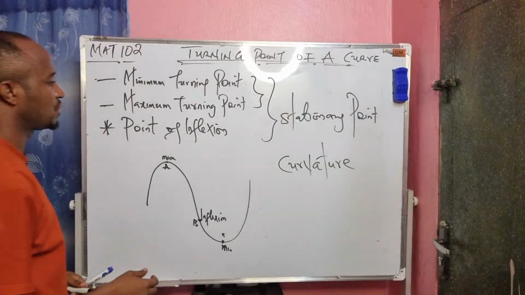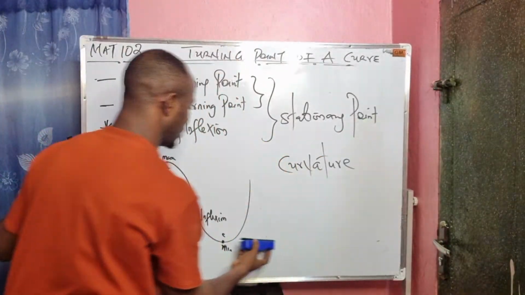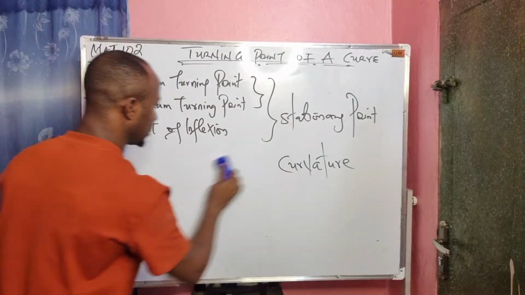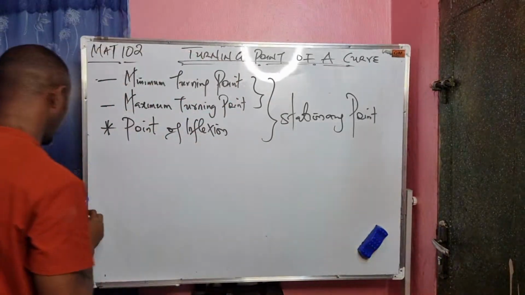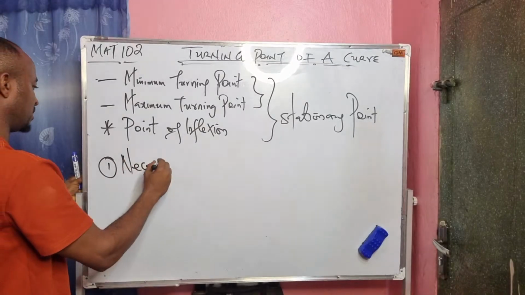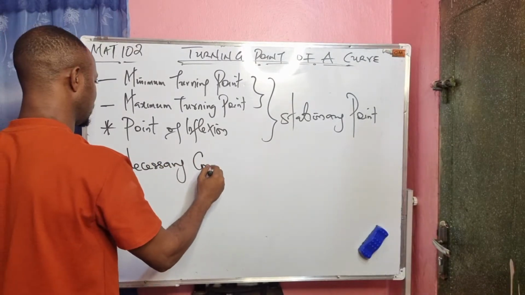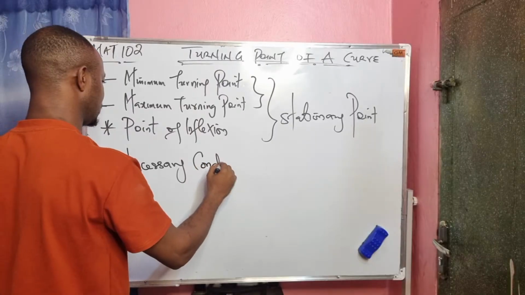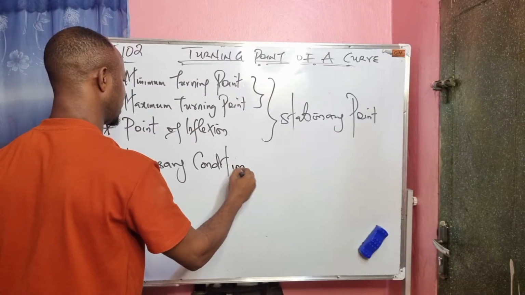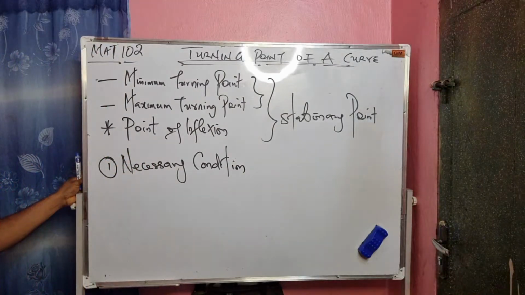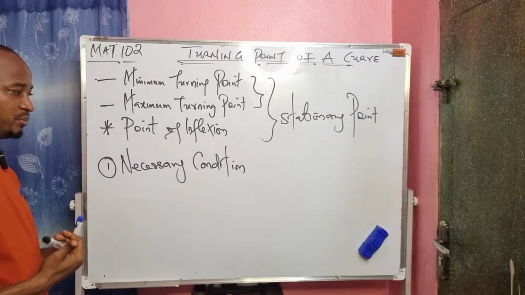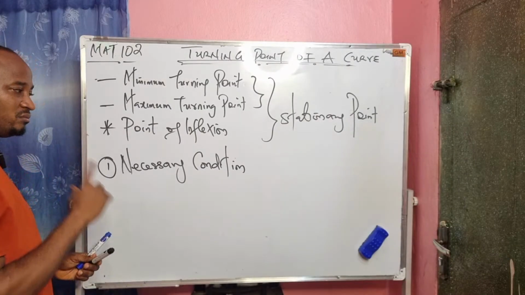Now let's see. We have two conditions to determine the turning point of a curve. Number one, we have what we call the necessary condition. The necessary condition must be met before we can say that a curve has a minimum, or maximum, or a point of inflection. We must meet this.